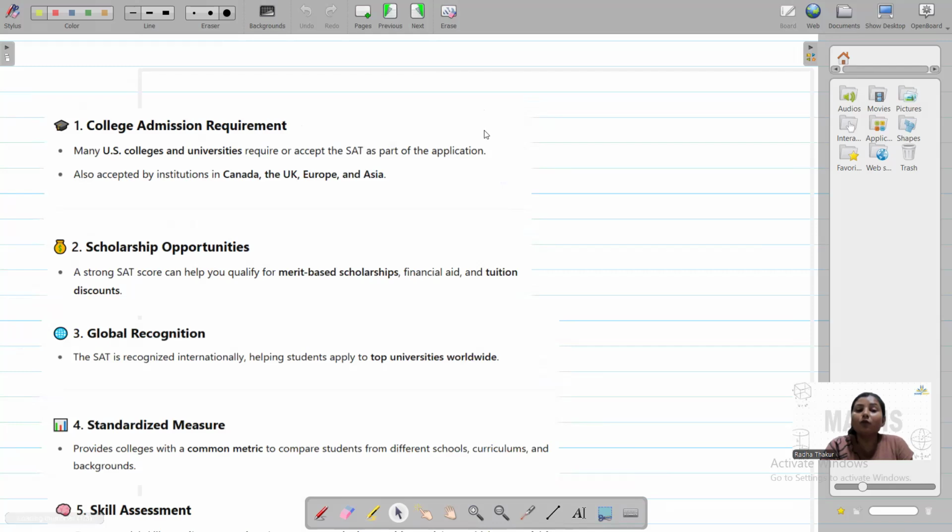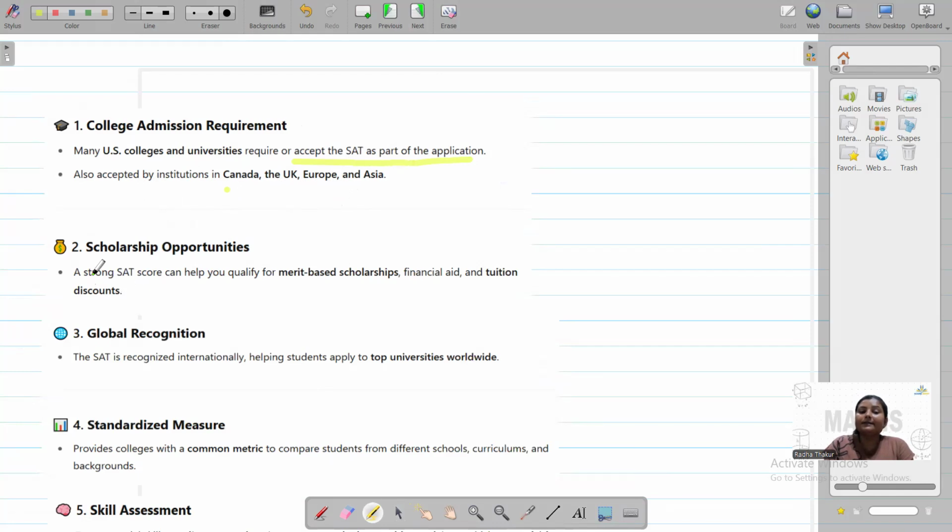Again, what are the key features? Why is it so important? College Board admission required. Many US colleges and universities require you to submit the SAT exam score. And it is also accepted by other countries, as I already explained, like Canada, the UK, Europe, and Asia.